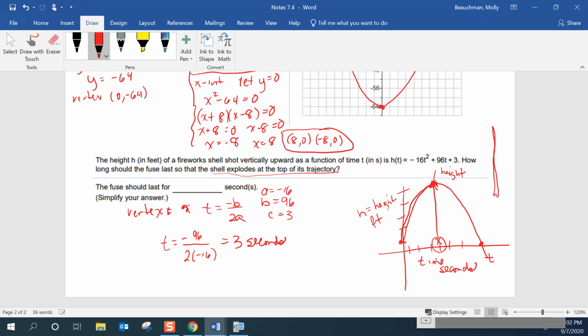Okay. If we wanted to know what the maximum height is, we would substitute 3 back in our equation. h of 3 would tell you maximum height. And if we wanted to know how long it takes for the firework to hit the ground, then we would be looking for an x-intercept.